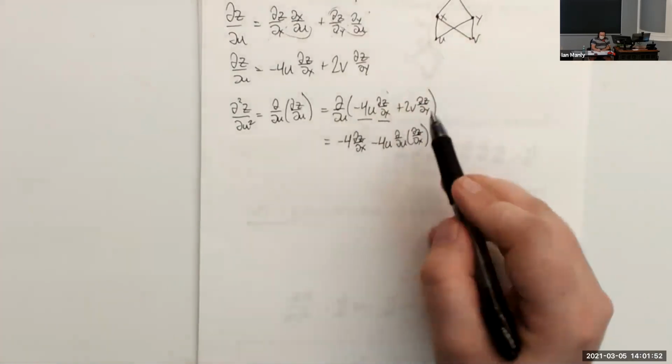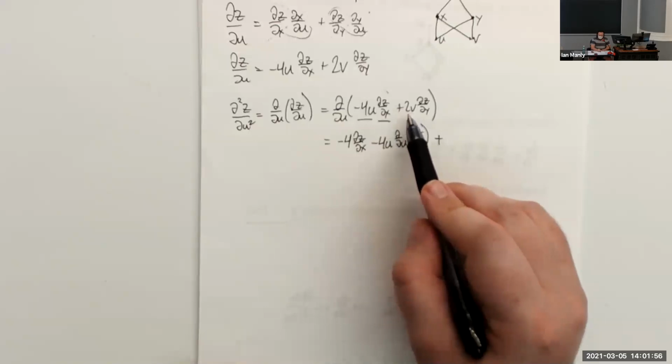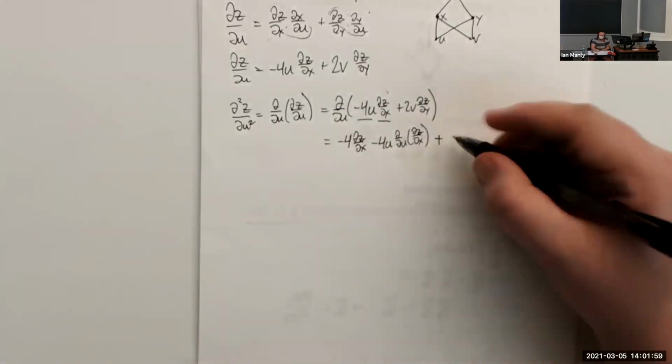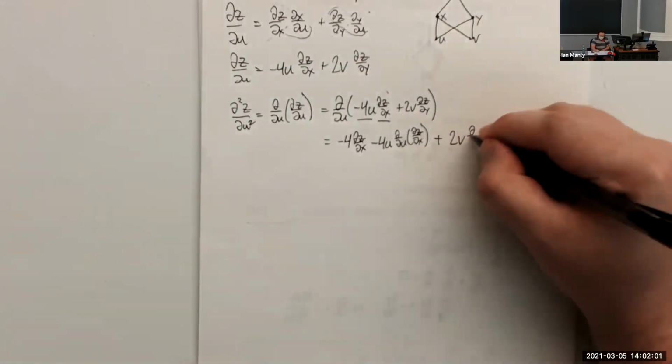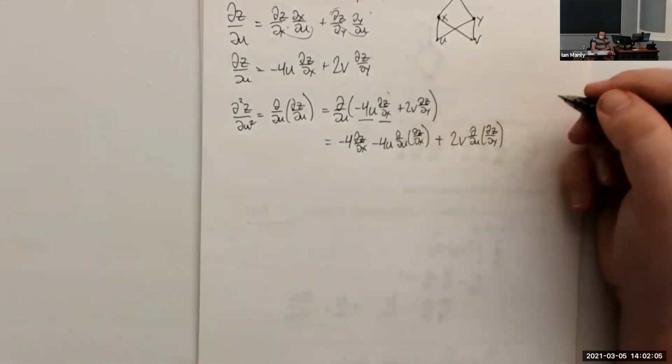Next, I'm going to come over here and do the u derivative of this. But since we just have a 2v and that's a constant with respect to u, we can just move that out. And I'm really doing the u derivative of partial z partial y.